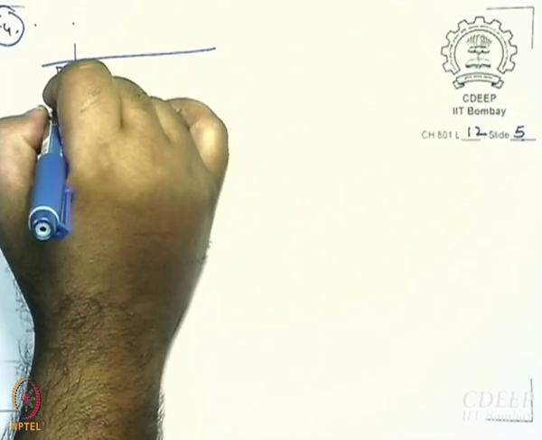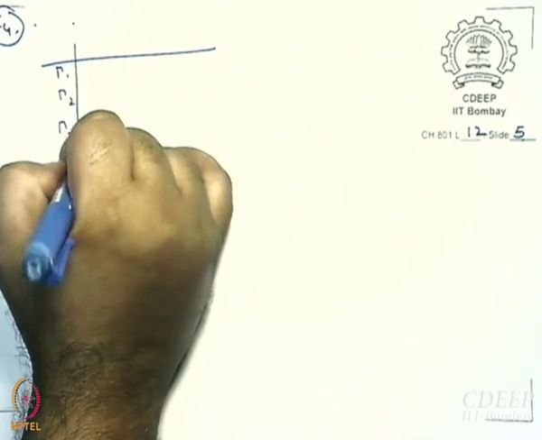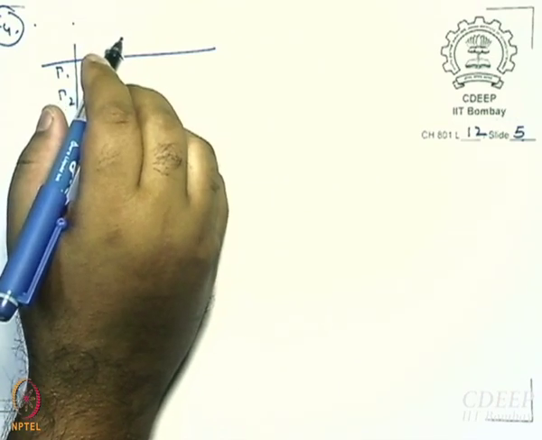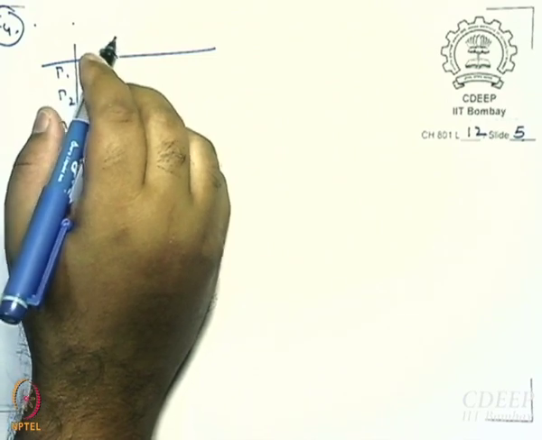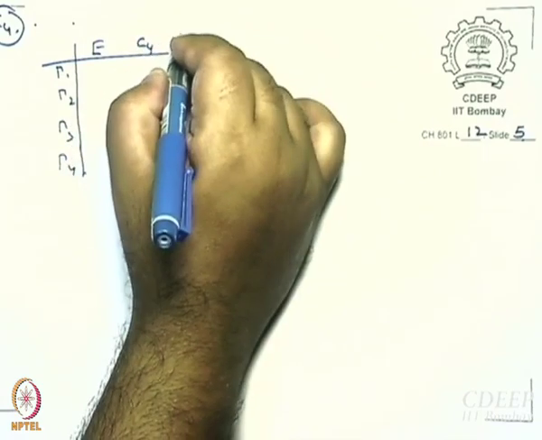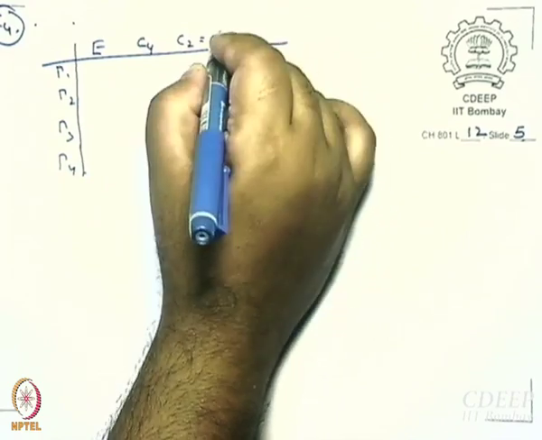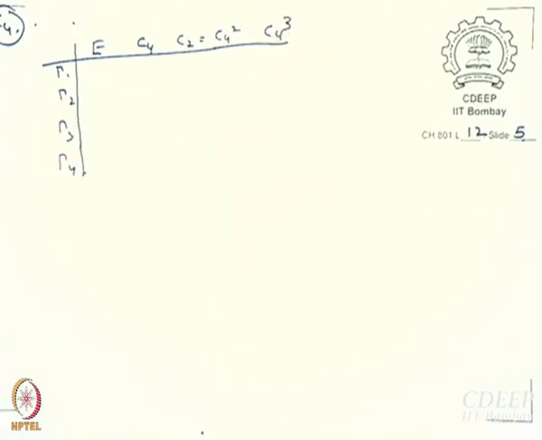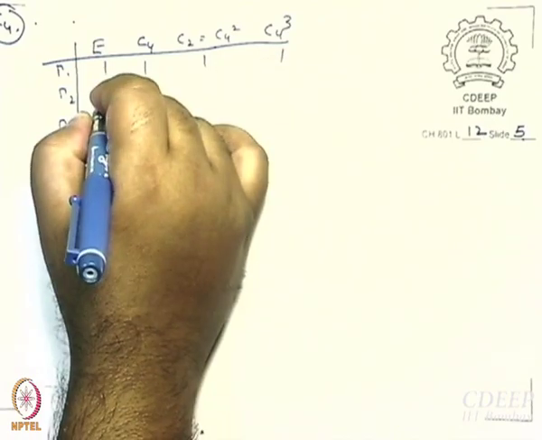I will call them gamma 1, gamma 2, gamma 3, gamma 4. We are trying to work out the character table. And what are the symmetry operations? E, C4, C4 square is also equal to C2, and C4 cube. What will be the dimensionality of each representation? 1. So I can write this first row and I can write the first column.